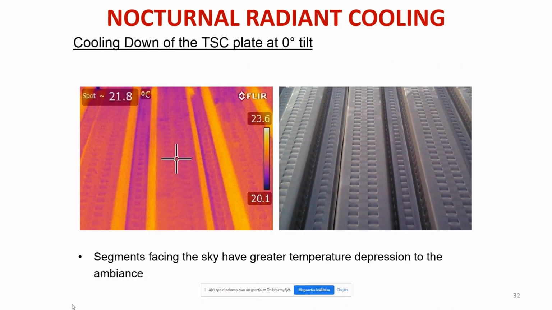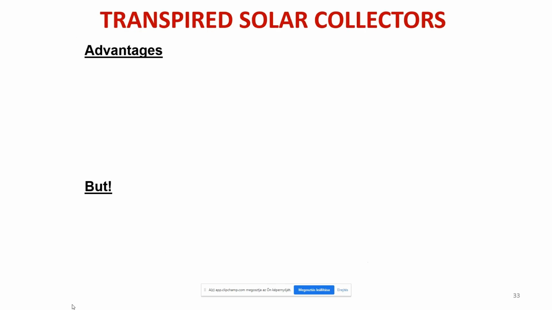Also here in these sections you can see that the sections of the trapezoidal plate which see the clear sky the most, so those which are not tilted, cool down to the highest extent.